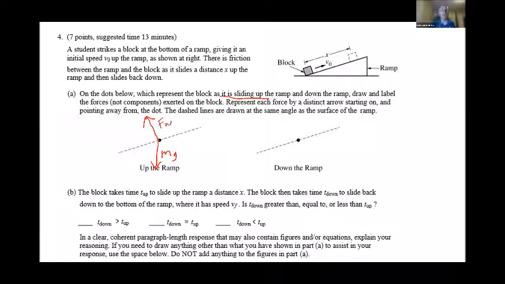And then the other thing we need to show is friction. We know friction is always in the opposite direction of motion. So if this block is going up the ramp, that means the friction is acting down the ramp. So maybe something like this. Everybody with me on the free body diagram going up?